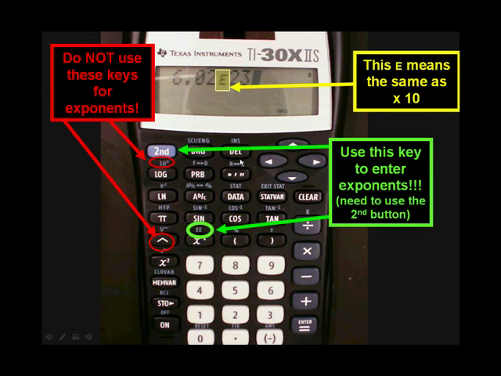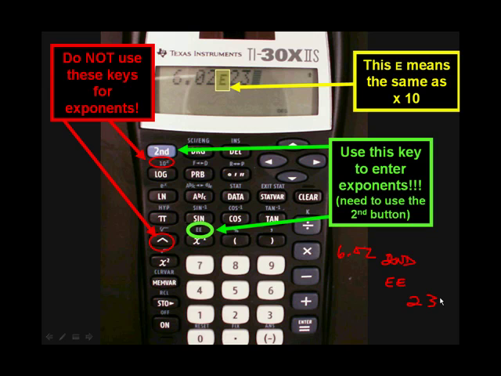Okay, here's the other style of calculator I have in class. Again, avoid the key circled in red. There's your blue EE key. You're going to have to use the second button just like on the other Texas Instruments. So 6.02, your second, and then your EE key, and then enter your 23.